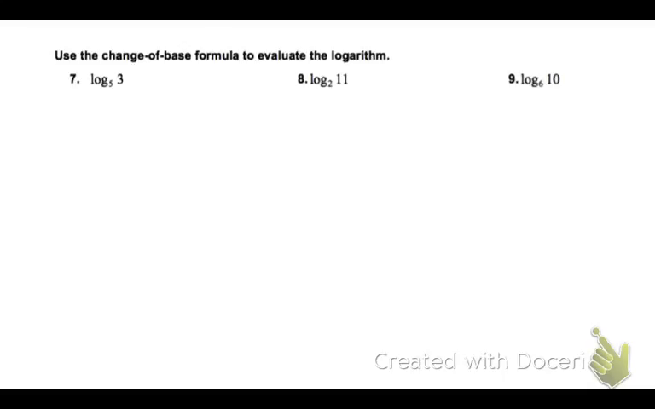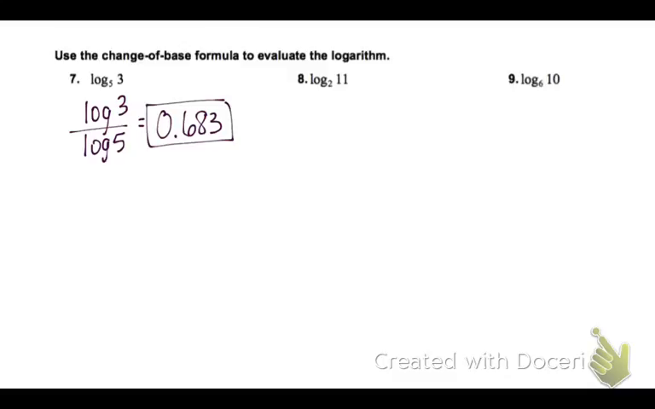Okay, we're going to use change of base to evaluate these logs. So with change of base, I always look at which of the numbers, 3 or 5, is currently higher. So literally written higher than the other one. That'd be the 3. So I'm going to put log of 3 on the top, because 3 was higher, and log of 5 on the bottom, because my 5 was lower. If you enter this in your calculator, you get 0.683. Always round to 3 decimal places.